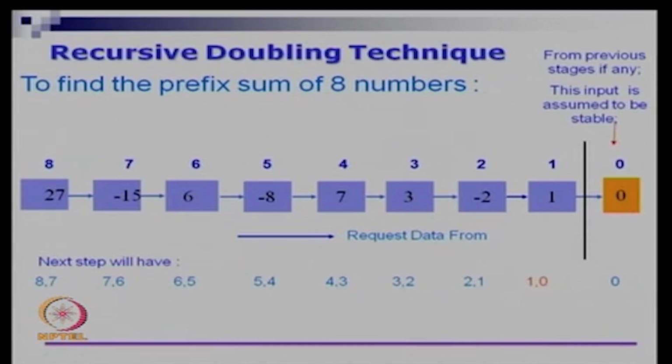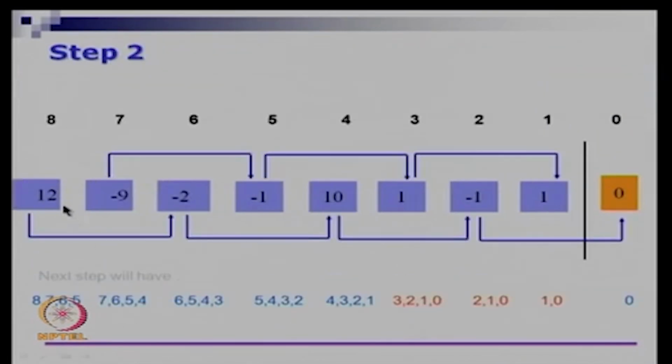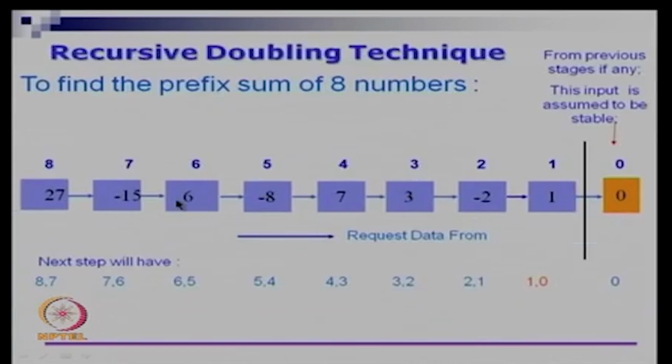So at the end of round 1, A of 1 is settled. You are not going to change A of 1 hereafter. Let us look at the next round. In the next round, every element will communicate with elements that are 2 steps away. So let us go to the previous one.